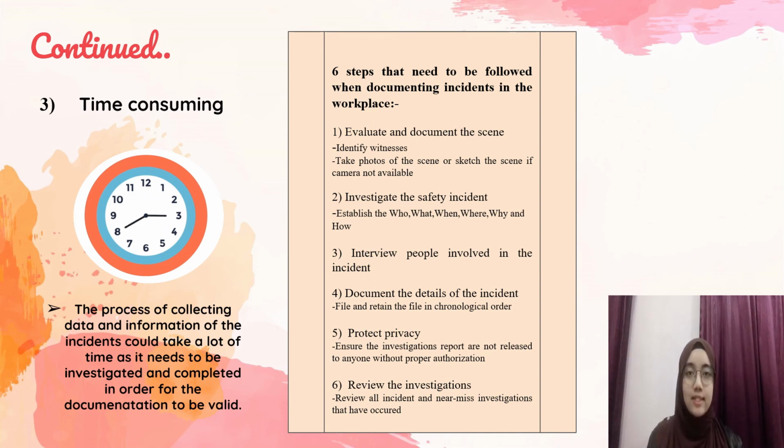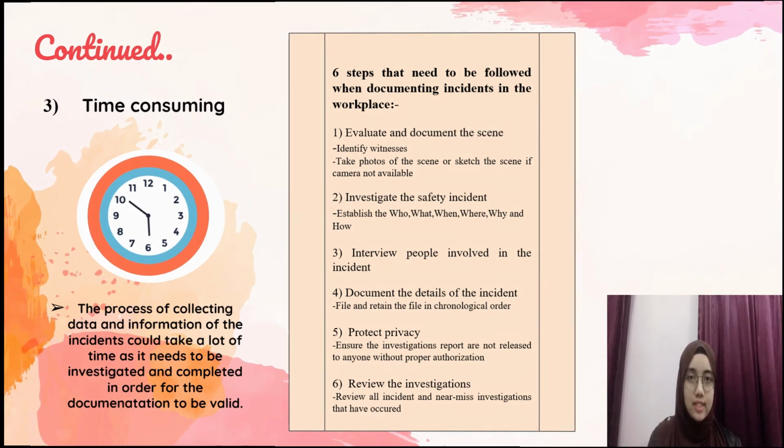Basically, there are 6 steps that need to be followed when documenting incidents in the workplace. Firstly, evaluate and document the scene. Secondly, investigate the safety incidents. Thirdly, interview the people who were involved in the incidents. Fourthly, document the details of the incidents. Fifthly, protect privacy. And lastly, review the investigation.